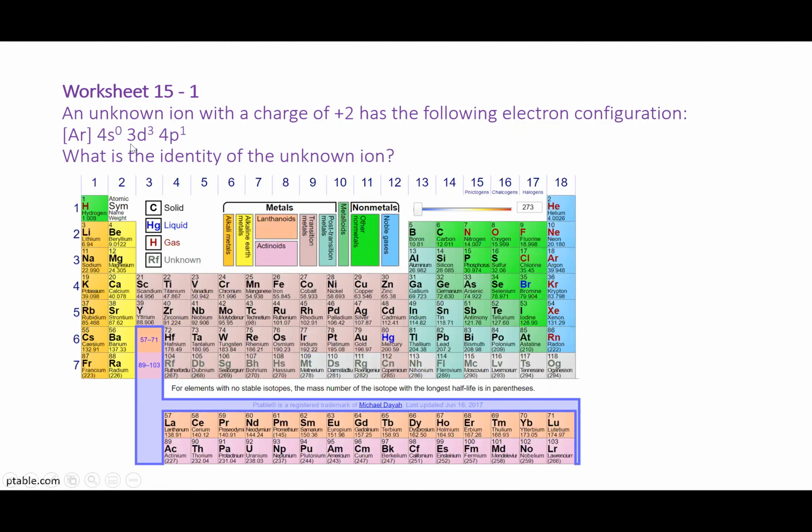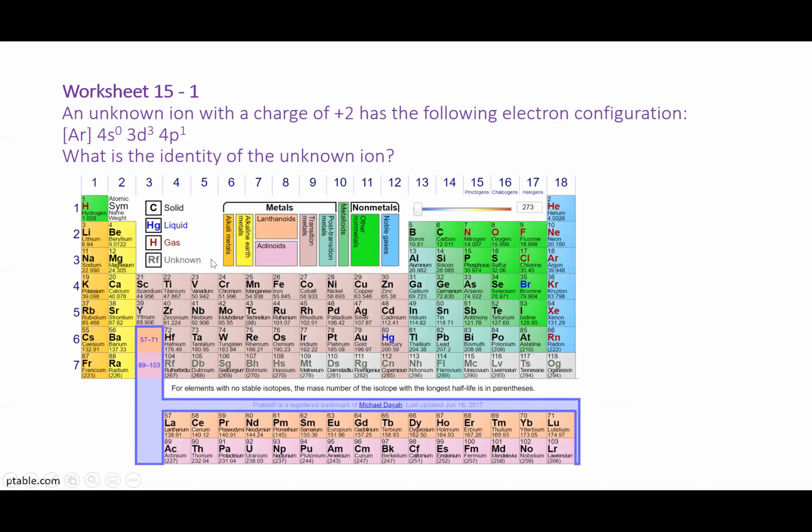because as you can see here, our 3d, it's a 3d3 configuration. So that means not all of the electrons have been filled. In order to get to the p electron, you have to fill all of these. So hence, this might be an excited state ion.